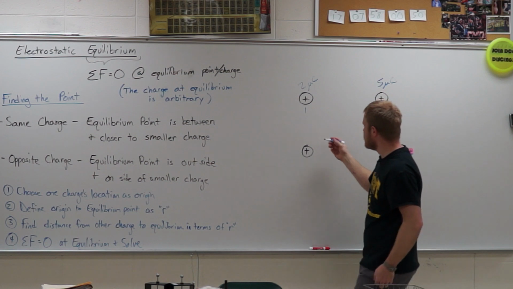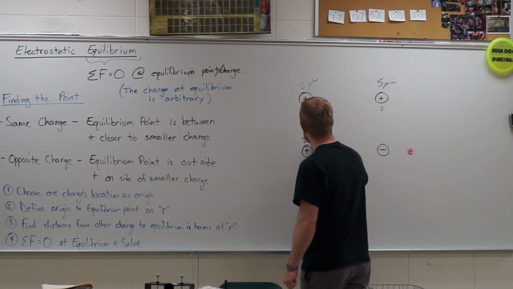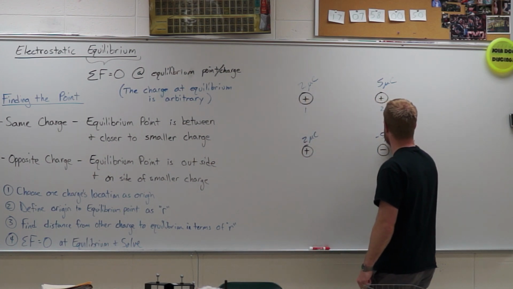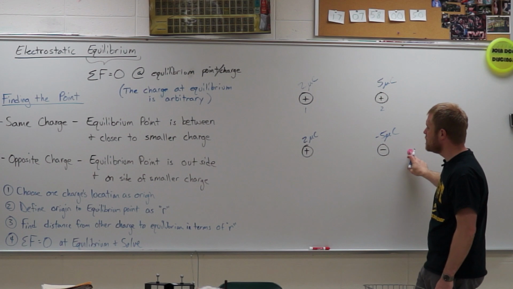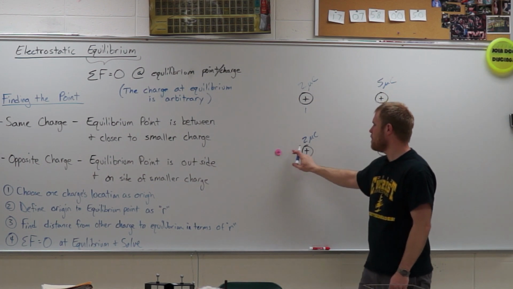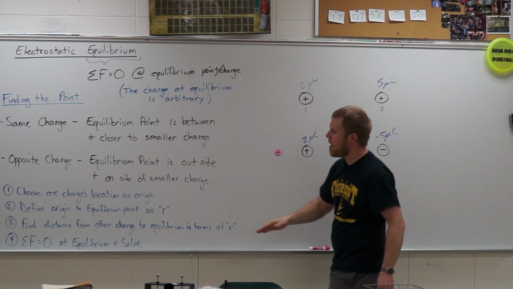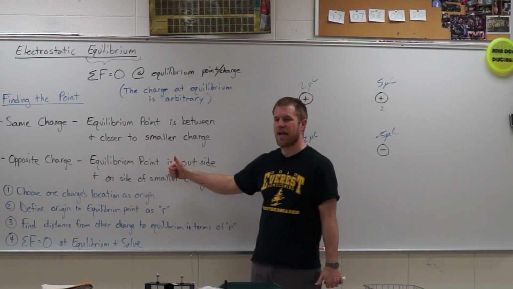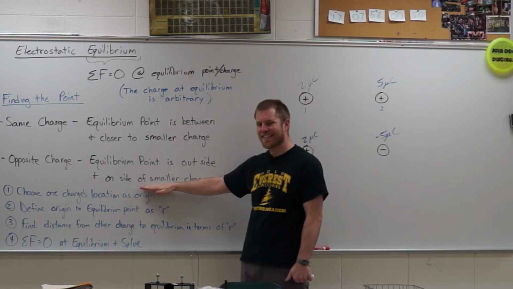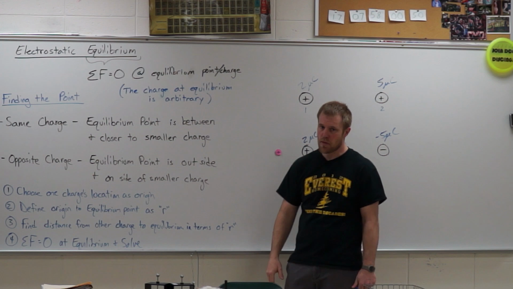Again, we'll go with the same idea that this is 2 microcoulombs and this is negative 5 microcoulombs now. So it's going to be outside, but it has to be closer to the smaller charge. So when we have opposite charges, the equilibrium point is going to be outside, on the side of the smaller charge.